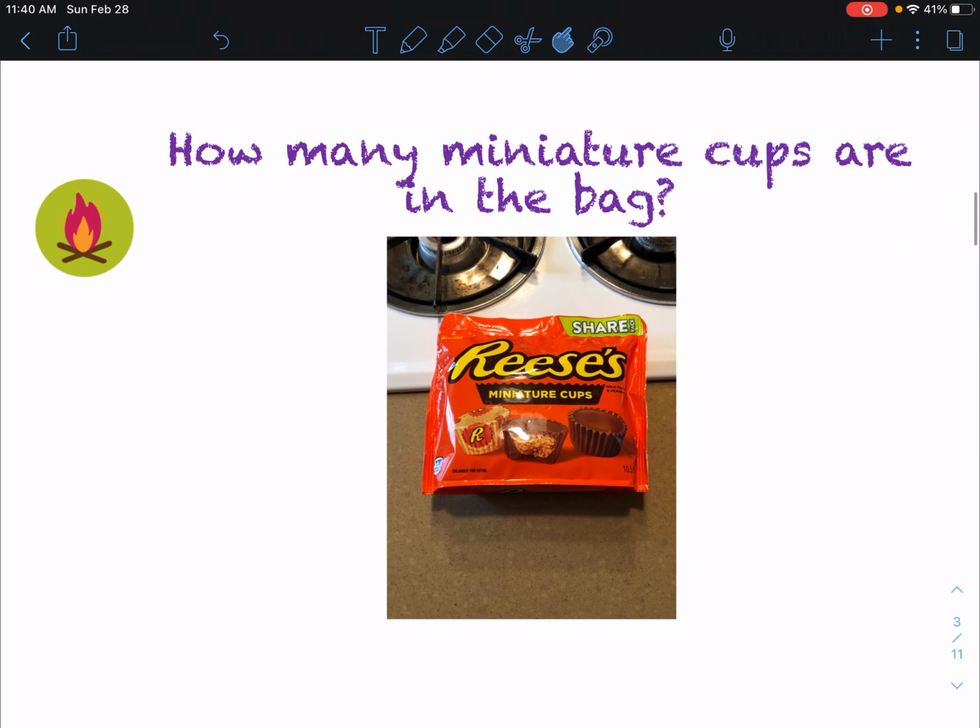Before we get going, how many miniature Reese's peanut butter cups are in this bag?